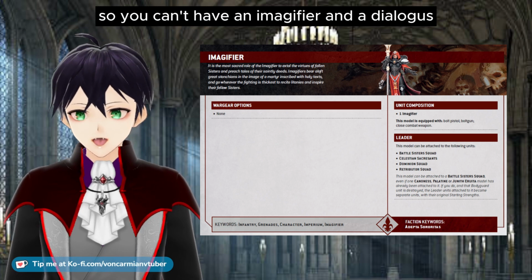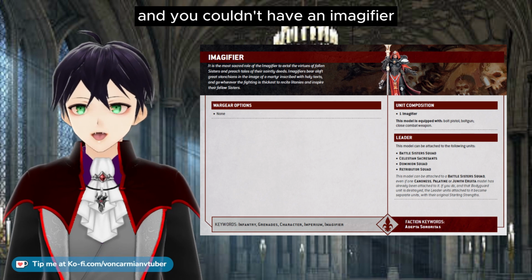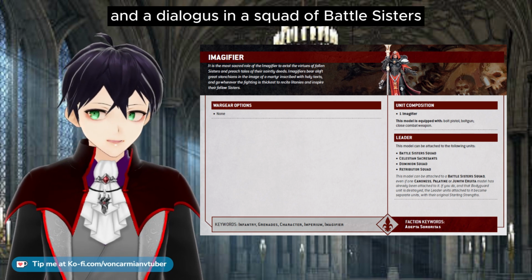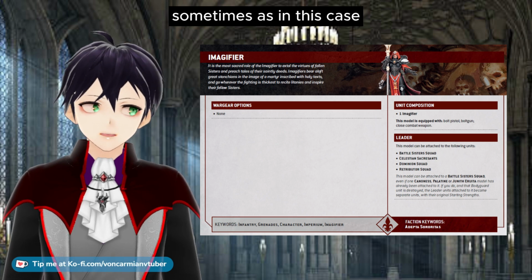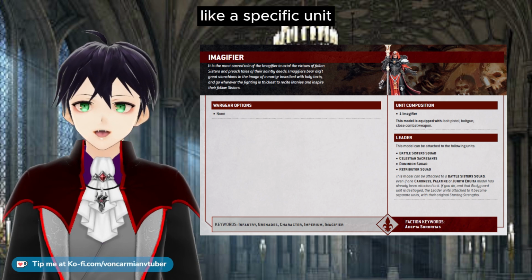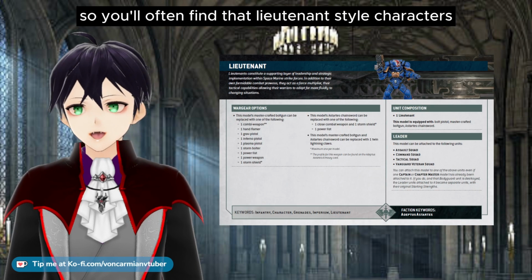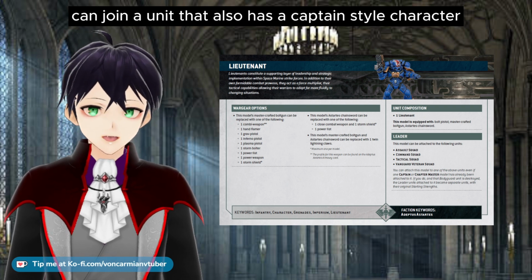So you can't have an Imagifier and a Dialogus in a squad of Sacrosancts, and you couldn't have an Imagifier and a Dialogus in a squad of Battle Sisters either. Normally, just one character. Sometimes, as in this case, you can have 2 characters but under special circumstances like the specific unit. So you'll often find that Lieutenant-style characters can join a unit that also has a Captain-style character.